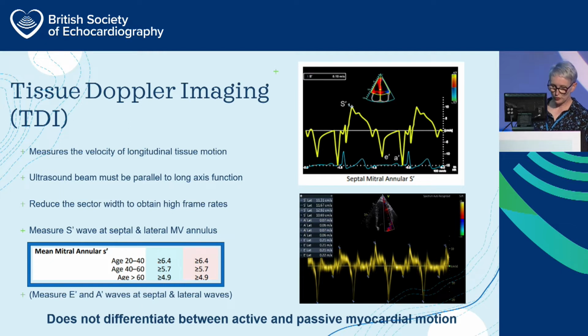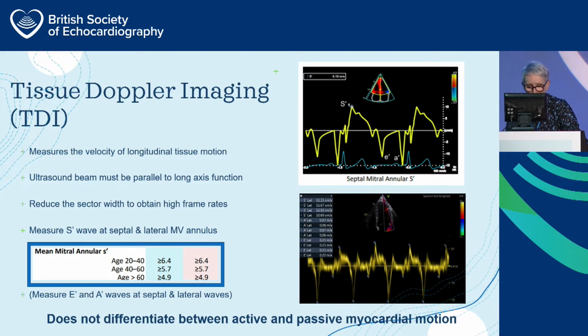So we have talked about global assessment of systolic function, and we've talked about regional assessment of systolic function, thinking mainly about the radial function. So a quick slide now about longitudinal function of the left ventricle, so the shortening of the chamber from the base to the apex. And we can measure this using tissue Doppler velocities.